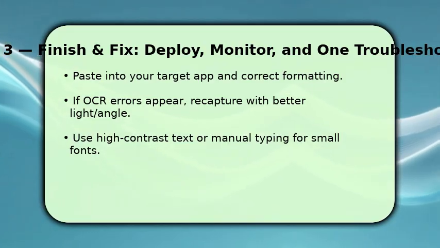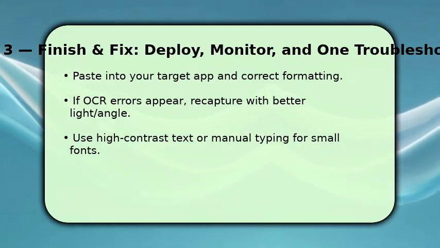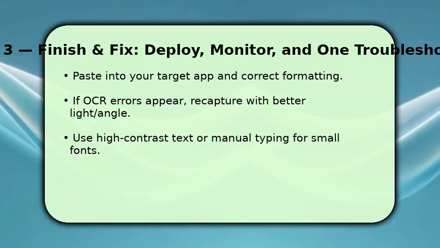One key tip: when characters jumble, recapture with a steady tripod or phone rest. This fixes most recognition errors.